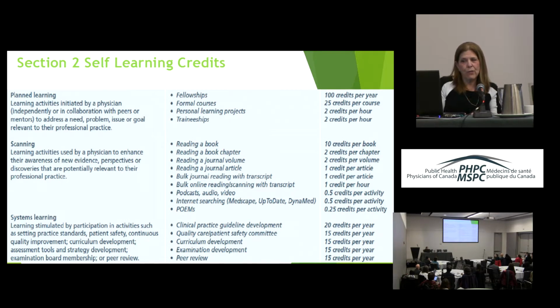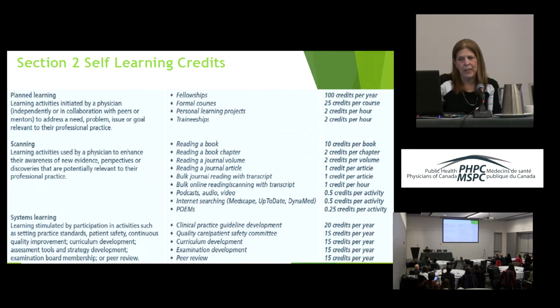System learning. So those are learning stimulated by participation in activities such as setting practice standards, patient safety, or continuous quality improvement, curriculum development, assessment tools and strategy development, being on specialty examination boards, or peer review of either research grants or scientific articles. And so for clinical practice guidelines, you can get 20 credits per year.